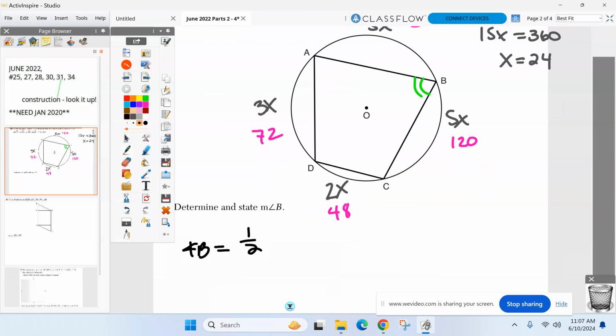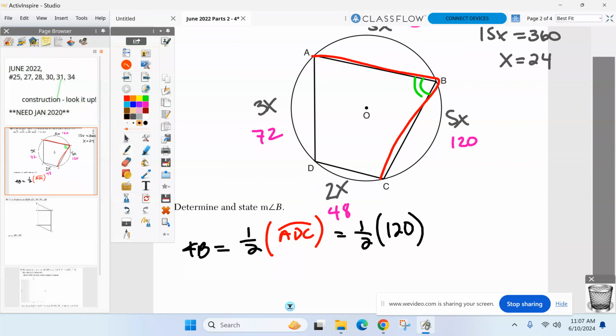This is why I suggest colored pencils or highlighters: I'm going to highlight angle B, and now it becomes very obvious the arc that it's drawn to. Not just one arc, multiple arcs. So I'm going to take half of arc ADC. That's the one that angle B is drawn to. I'm going to add 72 and 48, and take half of 120. And there you go, angle B, 60 degrees. It's only 2 points. That was pretty easy, but it's only easy if I know my inscribed angle facts.